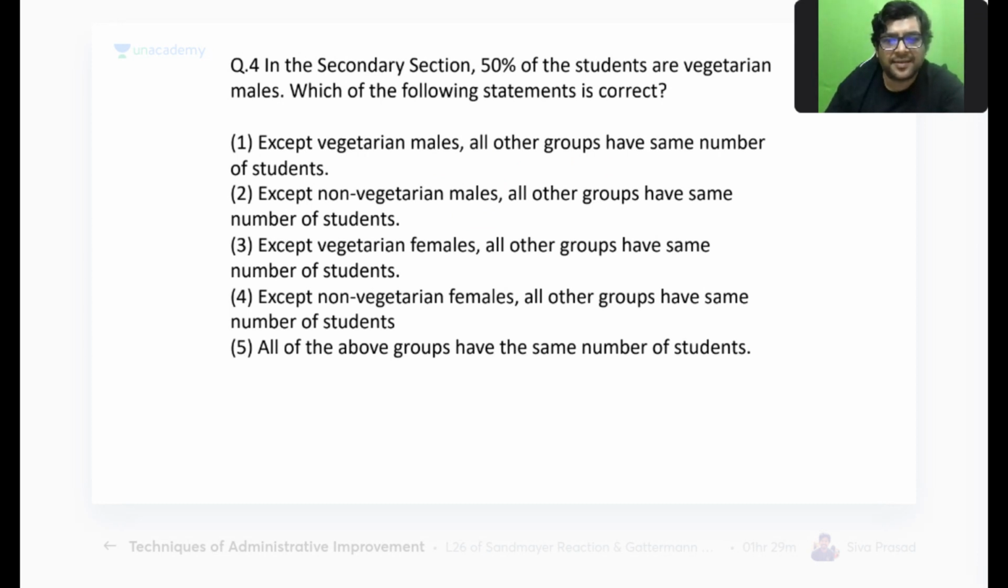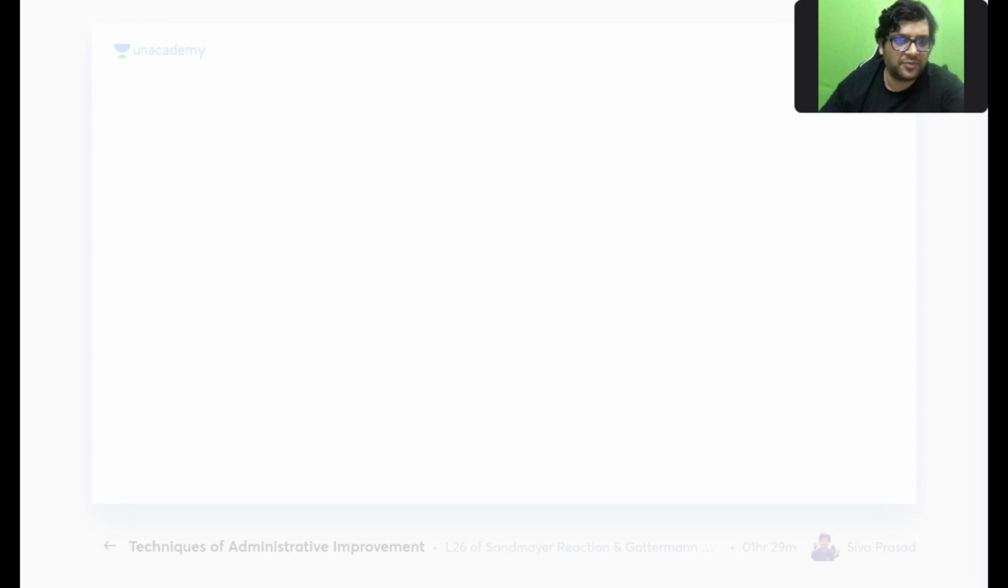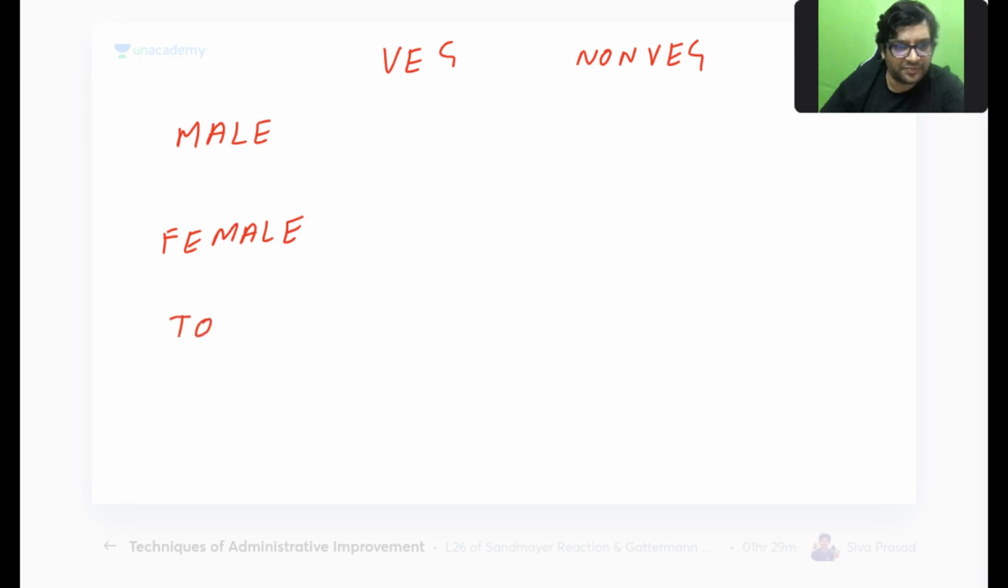And finally, in the secondary section, 50% of the students are vegetarian males. So once again, male, female, veg, non-veg, total here, total here.